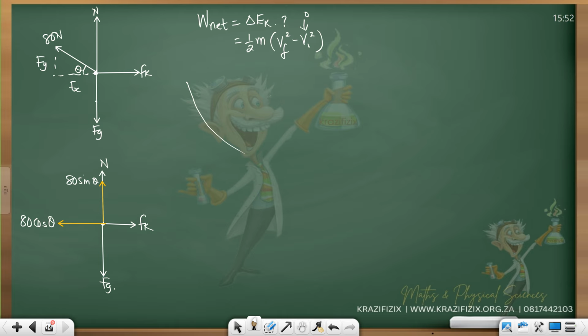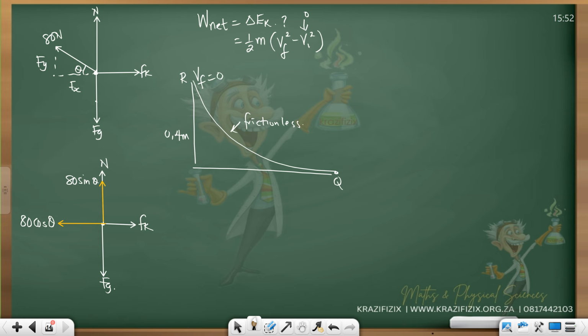So if we go back to that curved surface, this is Q, and this is R. We note the height here as 0.4 meters. And because this is frictionless, it is isolated. We have the final velocity at this point as 0, but we do not have the initial velocity. Can we then use work done by non-conservative here? Work done by non-conservative is change in kinetic plus change in potential. And in an isolated system, the work done by non-conservative is 0. So 0 equals half m, Vf squared minus Vi squared, plus mg, h final minus h initial.